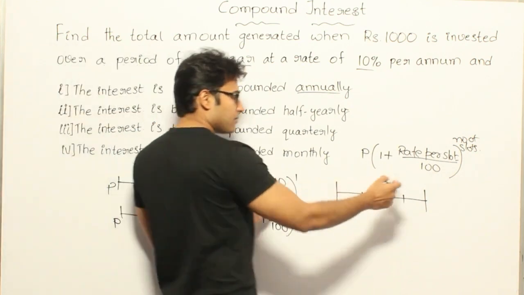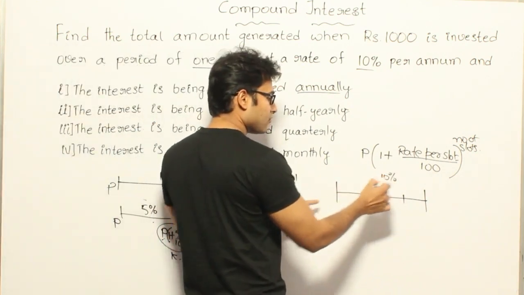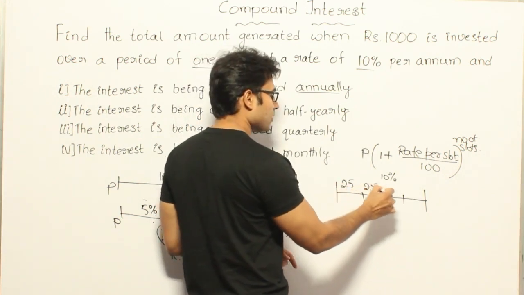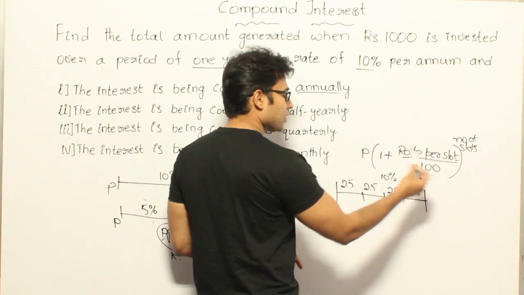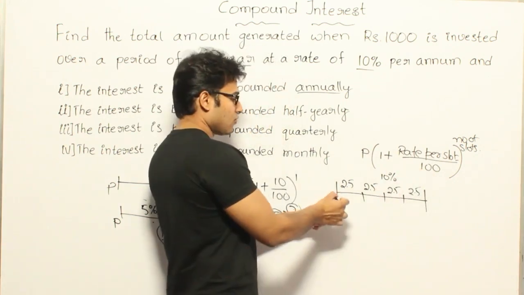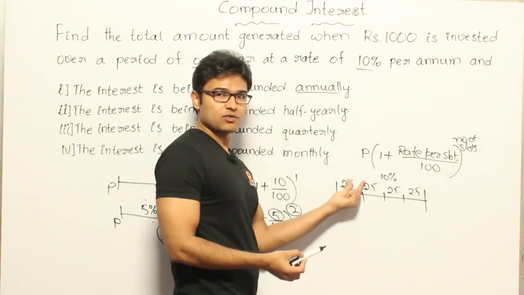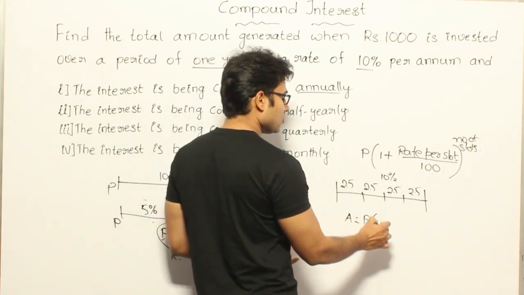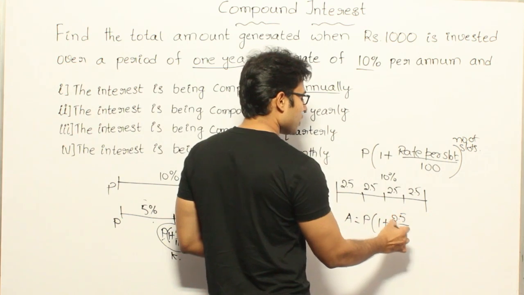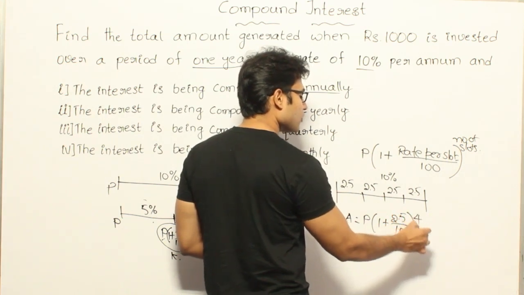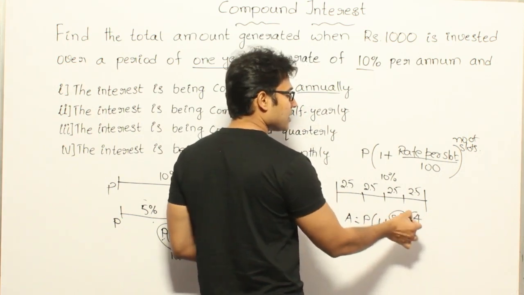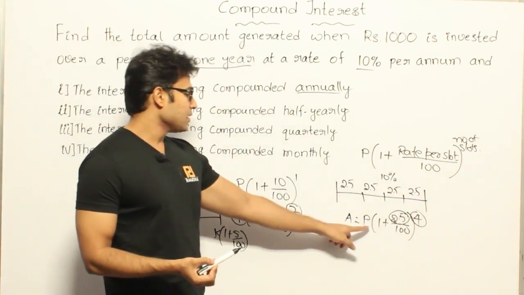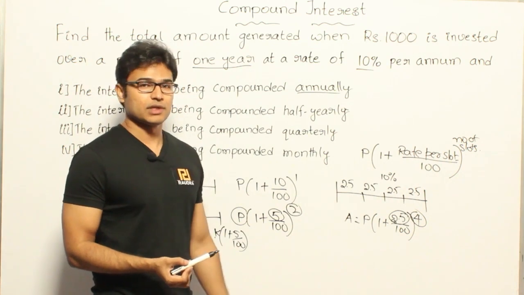If for the entire time period the interest is 10%, then what is the interest per part? It is going to be 2.5, 2.5, 2.5 and 2.5, right? Therefore there are 4 slots, each slot having 2.5 interest. So what will be the amount? The amount equals P into (1 plus 2.5 by 100) whole power 4, where this is the interest per slot and this is the number of slots. Got it? Now P is going to be 1000 in this case.